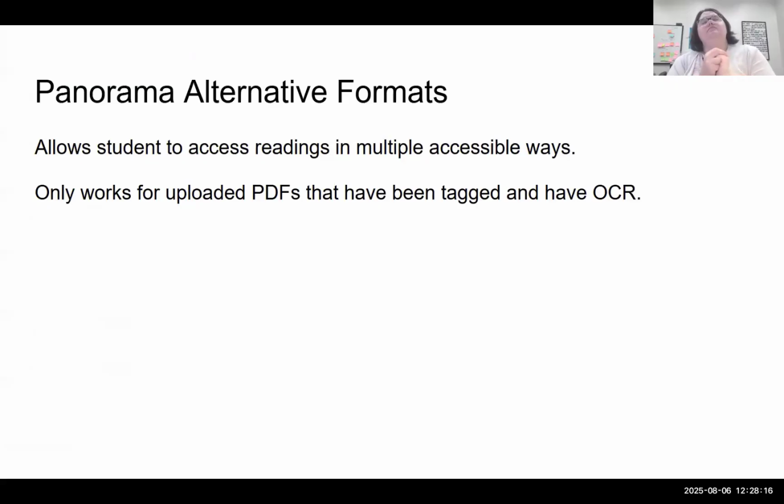Okay. Now, the one reason you really might want to go through and put in the work to make your PDFs as accessible as possible is because Panorama has this amazing function to create alternative formats to that PDF. It allows students, especially with things like dyslexia or ADHD, or people who might be blind or have vision issues, but also other types of disabilities, to really read and access text in a lot of different ways. And again, it works well for PDFs that have been tagged and have that OCR capability on it.